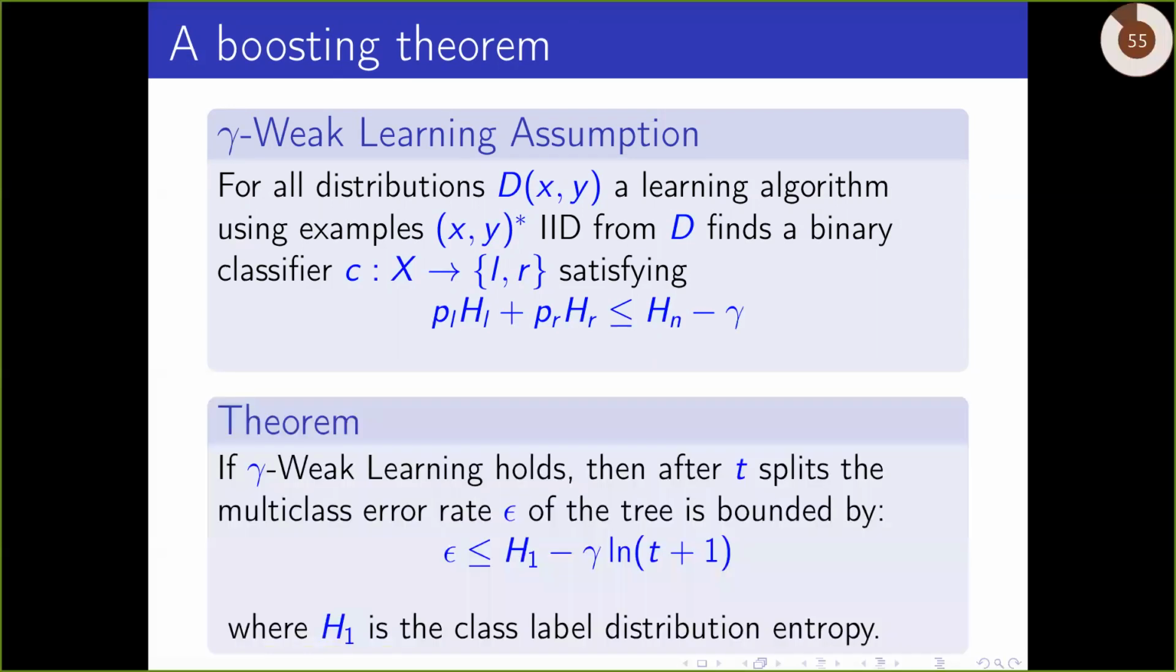Okay, so then you can prove a theorem. It says that if you achieve gamma weak learning at the different nodes, then after T splits, the error rate is going to be reduced to something like the initial entropy minus gamma log T. And that kind of makes sense because log T is the depth of the tree. So it's like every level in the tree is giving you a gamma size improvement on things.